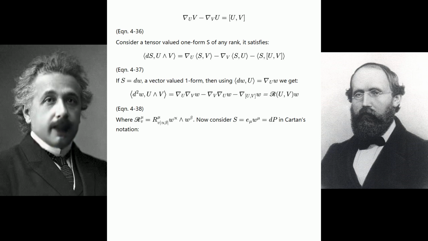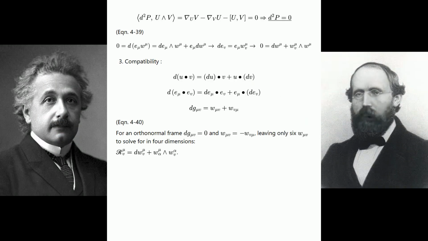Consider a tensor valued one form S of any rank. It satisfies equation 4-37. If S equals dw, a vector valued one form, then using the bracket dw, u equals gradient sub u w we get equation 4-38, where script R sub v to the mu is defined in terms of R sub v. Now consider S equals e sub mu w to the mu equals dp in Cartan's notation. Equation 4-39. Compatibility. Equation 4-40.